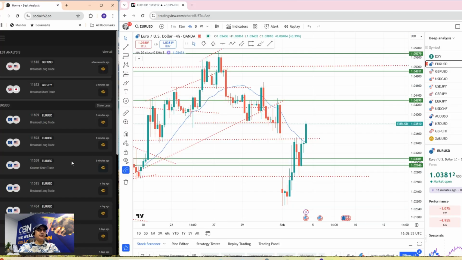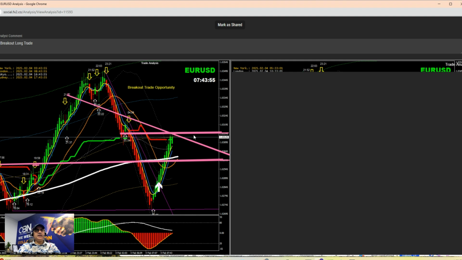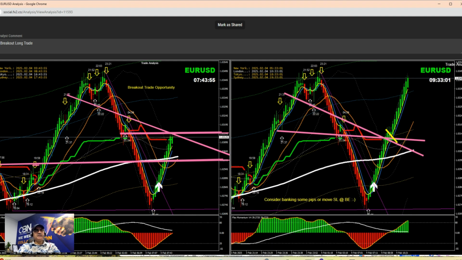And after that, we had another beautiful one. This was the counter short trade I'm talking about here. After that, we had a long trade here. That was beautiful, you can see it. This is the long trade. As soon as the price broke, we had this counter short trade.